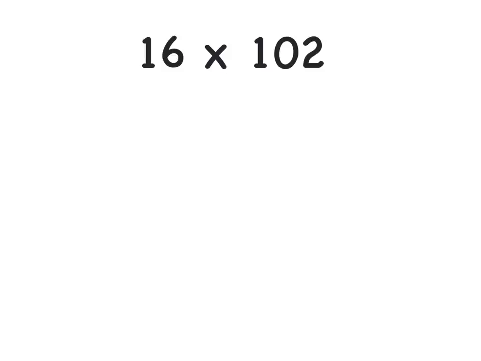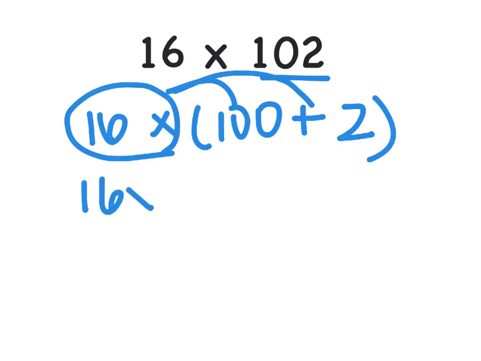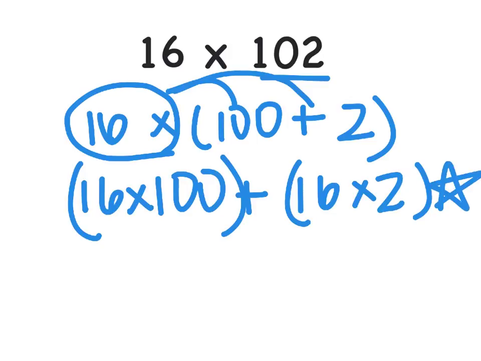Here's another example. In this case, I'm going to split up the 102, since that's a little bit harder for me, into 100 plus 2. I haven't quite used the distributive property yet because I haven't distributed or passed out my 16. So sometimes the problems will tell you to rewrite this using the distributive property. This right here would be the distributive property because I've passed out that 16 and the times sign. So right here, this line would be rewriting the problem using the distributive property.